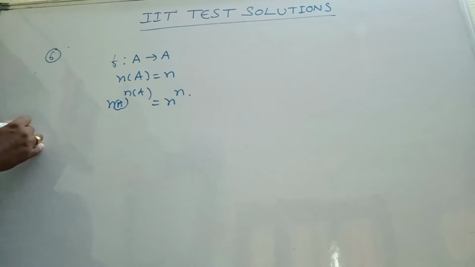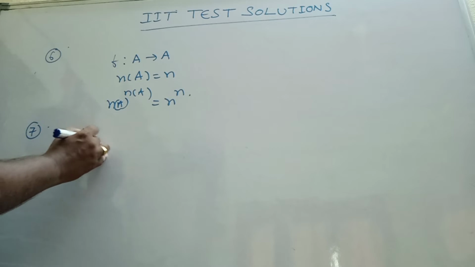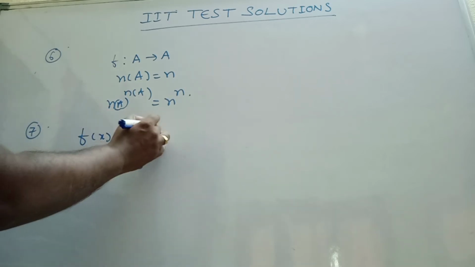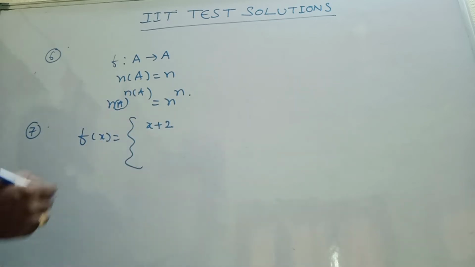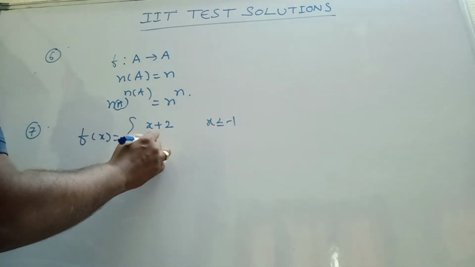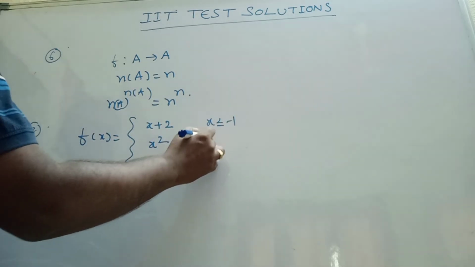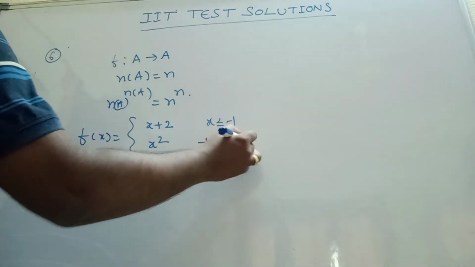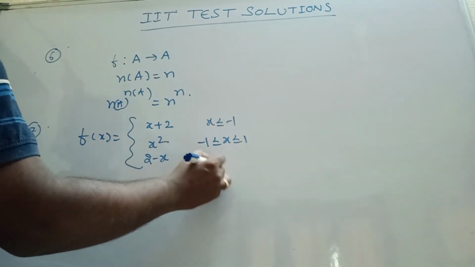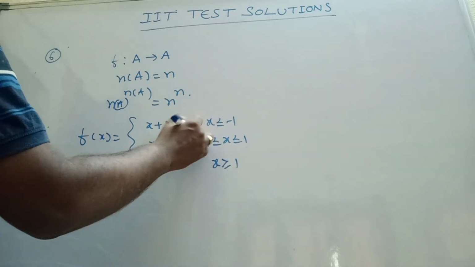Fine. Next, the seventh one is a piecewise function. f is a function from real numbers to real numbers, defined by f of x equal to x plus 2 when x is less than or equal to minus 1, x square when minus 1 is less than or equal to x less than or equal to 1, and 2 minus x when x is greater than or equal to 1.